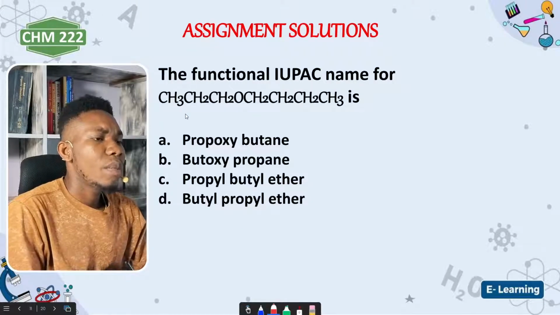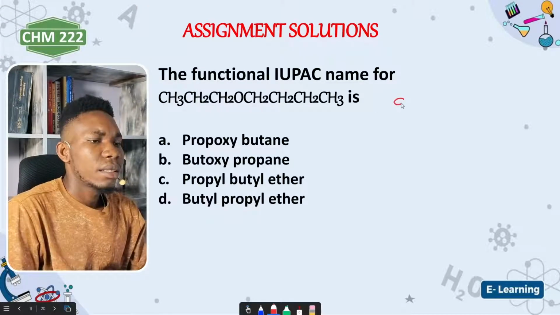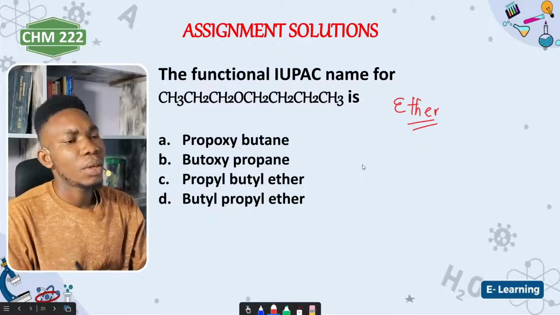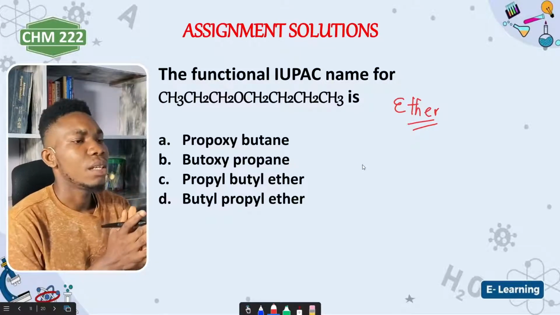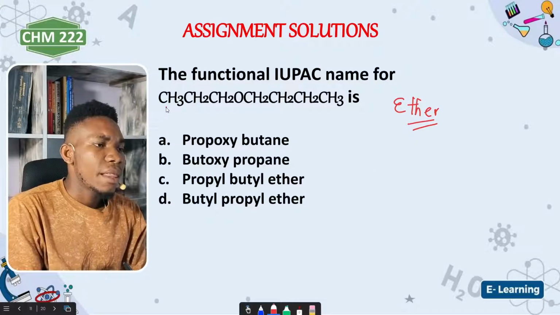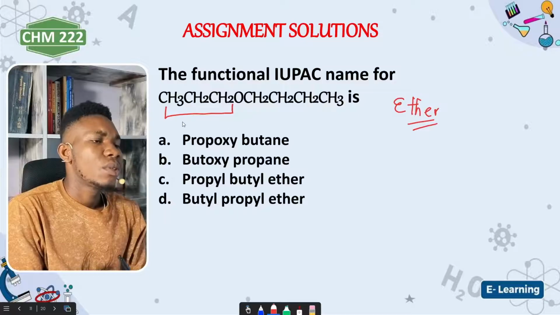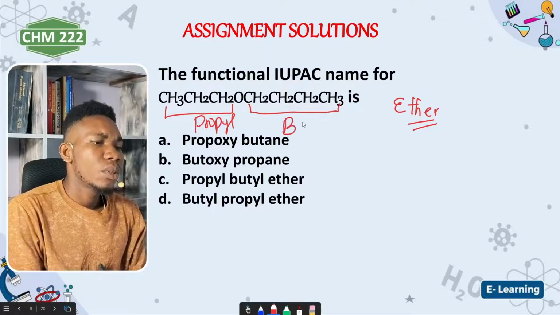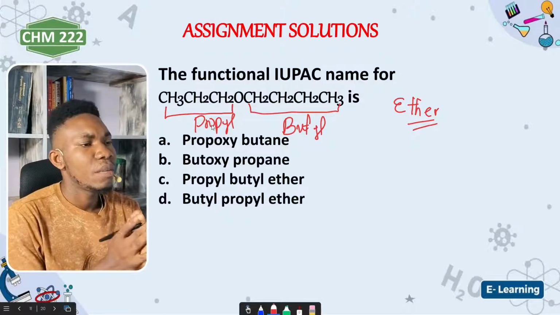Now, the functional IUPAC name of this compound, this is an ether. But when we talk about the IUPAC name, we are not talking about the common name. We are talking about the systematic name. So the length here has 3 carbons. Because it has 3 carbons, you call it propyl group. From here to here has 4 carbons. You call it butyl. So what do you think is the IUPAC name of this compound?